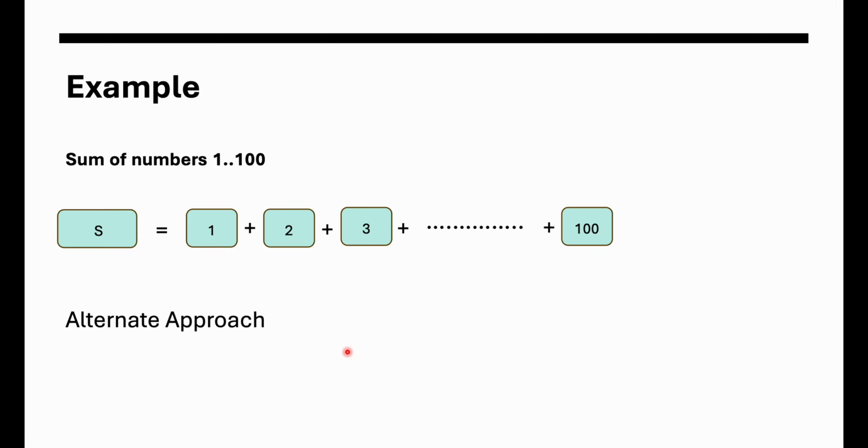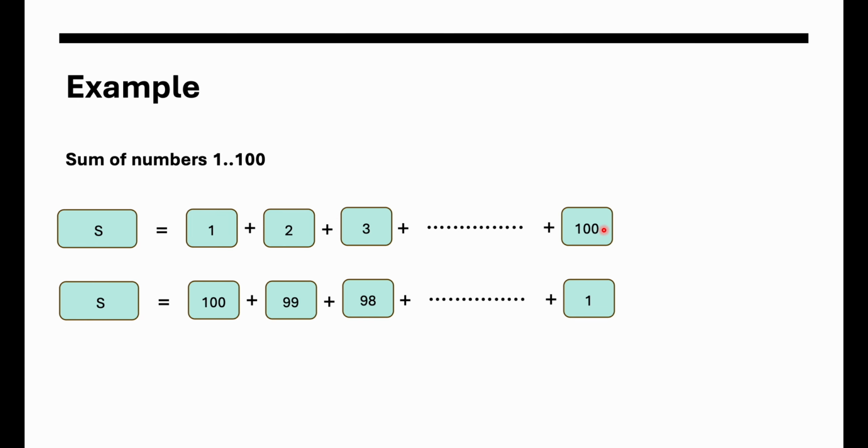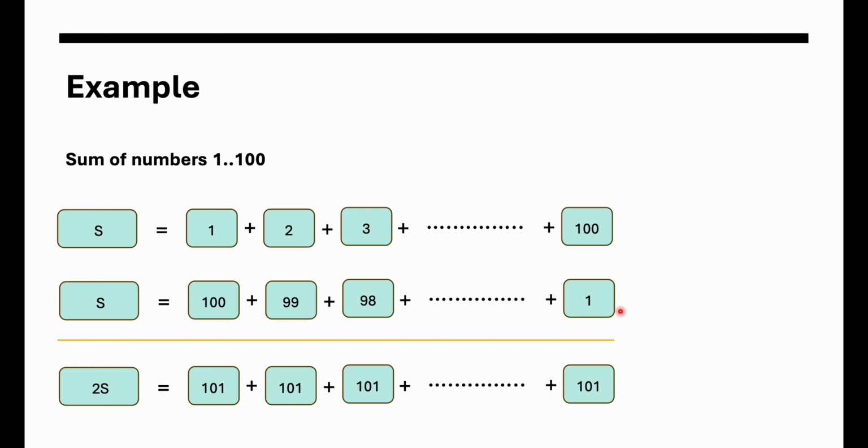Now let's look at an alternate and optimized approach. We start with s is equal to 1 plus 2 plus 3 up to 100. We are rewriting the same expression in reverse, from 100 to 1, and then we are adding these two expressions. We will get 2s is equal to 101 plus 101 plus 101 and so on. When you keenly observe, whenever we add any two pairs, we are actually getting 101. So the number of 101s is 100.